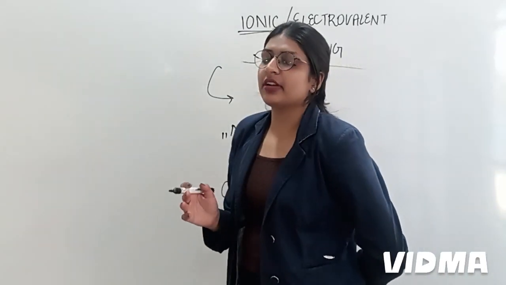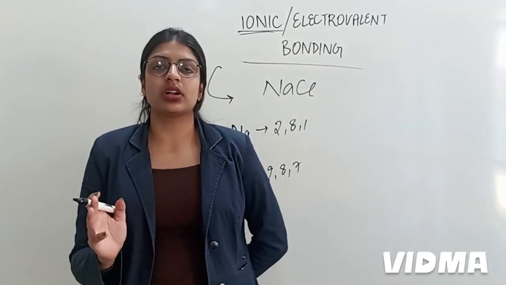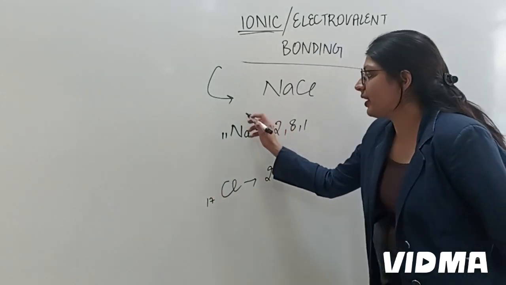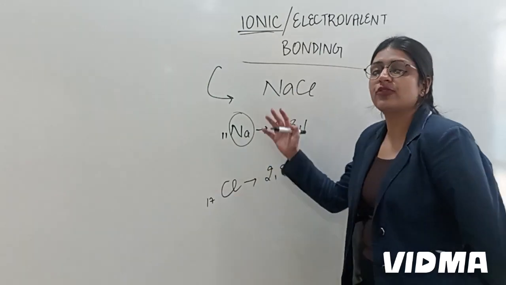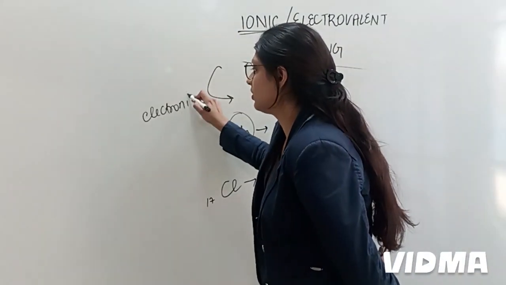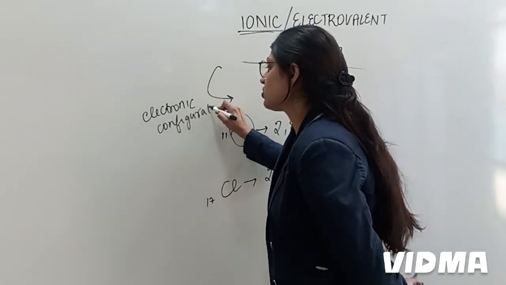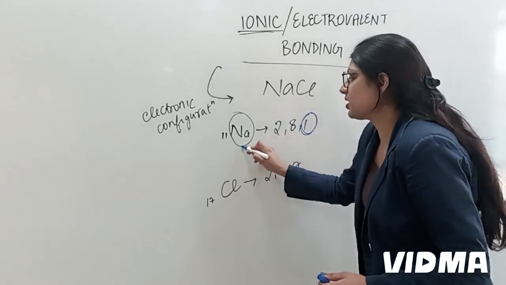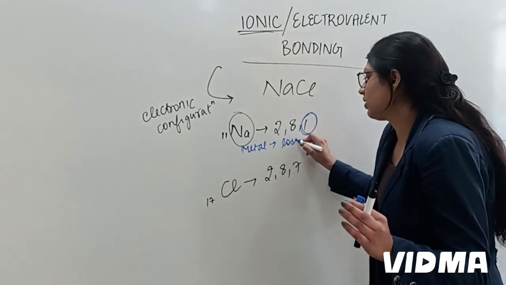Very basic: we have to know the atomic numbers at least from 1 to 30 to write these electronic configurations. So the first step is to write the electronic configuration. After writing it, we see that sodium has one valence electron, so it is a metal. Since it is a metal, it will lose an electron.